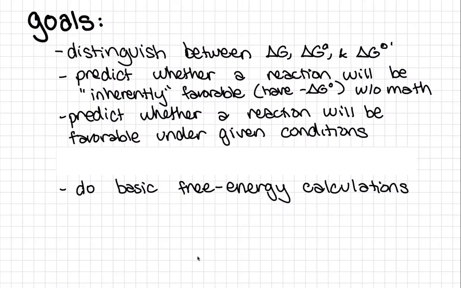I want you to be able to predict whether the reaction will be inherently favorable, so it has that negative delta G naught, without using math, by just thinking about, do we have more stable bonds formed? That is, do we have a negative delta H? And do we have more entropy? Do we have a positive delta S? And how would that be impacted? How would temperature impact the delta S? It increases that factor.